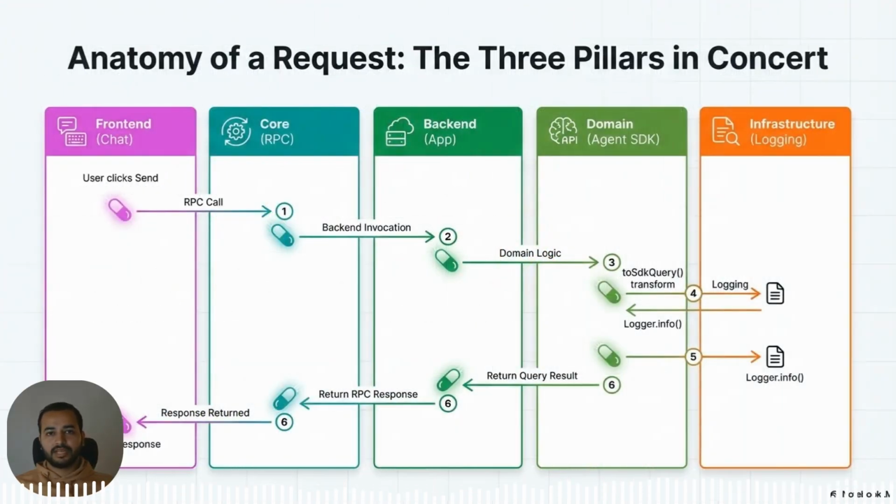Alright, let's bring this all together with a real example. I want to walk you through what actually happens when a user interacts with our extension. So imagine a user clicks send in the front-end chat. That click triggers an RPC call which invokes our backend. Then the domain logic kicks in at the agent SDK layer where it performs all the necessary transformations. Meanwhile, our infrastructure logging layer is capturing everything that's happening. Finally, the response flows back up through all those layers and gets displayed to the user. Pretty elegant, right? This is our 3 pillars in action: workspace organization, dependency injection, and strict boundaries all working together seamlessly.